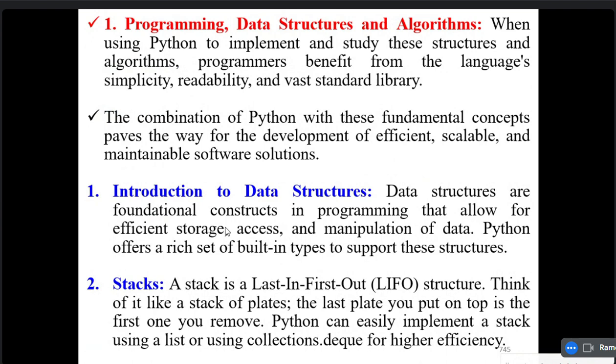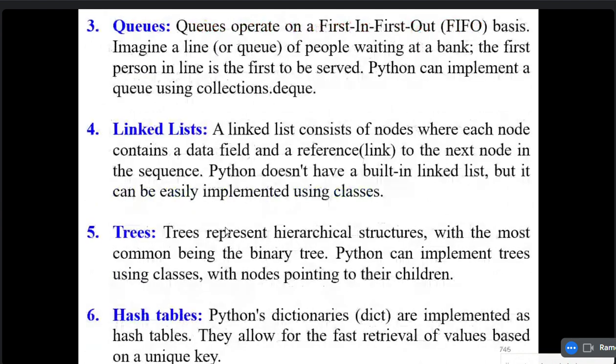Stacks I have already explained. It is a linear data structure and follows the principle last in, first out. So think of it like a stack of plates, like idli plates, an idli container. The last plate you put on top is the first one you are removing. Python can easily implement a stack using a list or using collections.deque for higher efficiency.